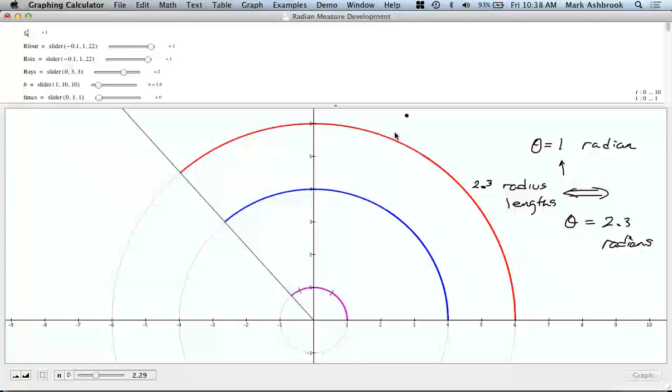Okay, so how could we define, so here we are 2.3 radians. How long is that arc in coordinate units? So we call that S. S is true arc length in coordinate units. So how can we find out what the length of that red arc is? What we call S, or the arc length. I know Christian knows.